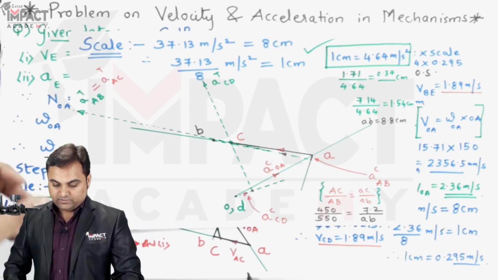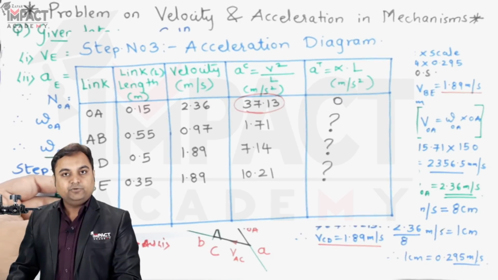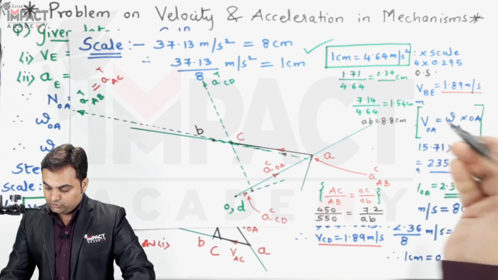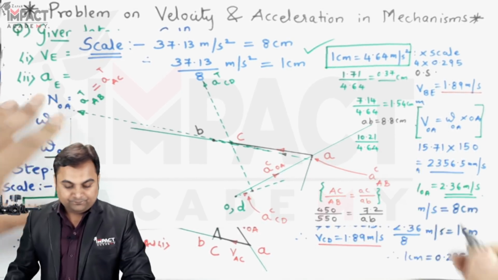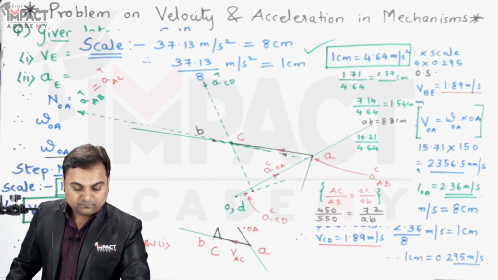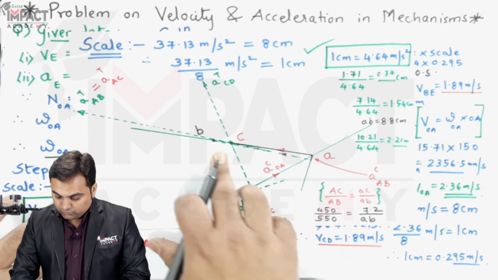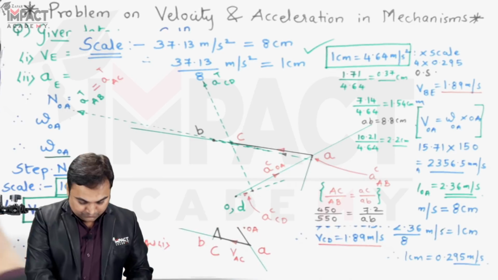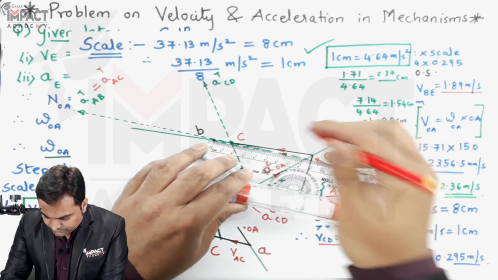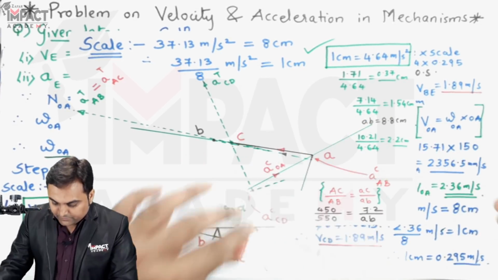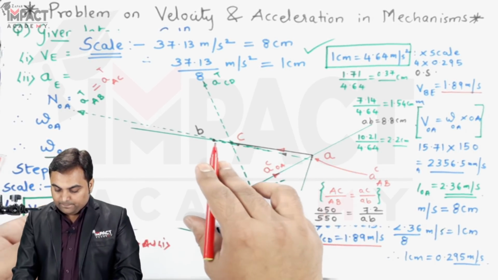Its value is there in the table. It is 10.21 meter per second square. So converting it into centimeter by dividing with the scale, 10.21 divided by 4.64, it is 2.2 centimeter. So from point B, I'll measure 2.2 centimeter along this line because the direction is known. 2.2 centimeter. This shows the centripetal acceleration for link BE.